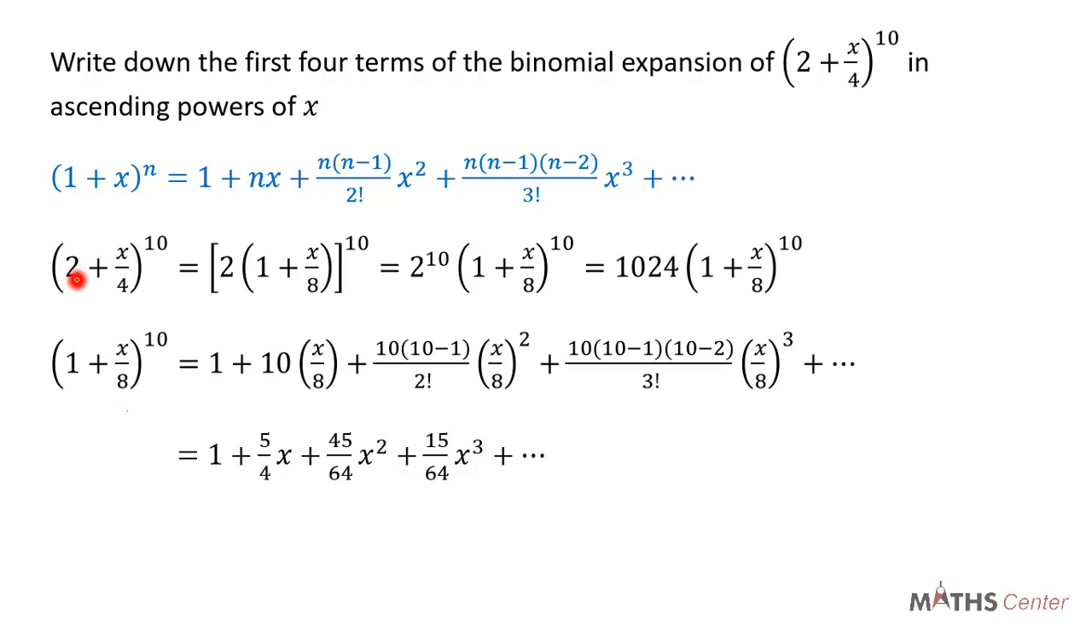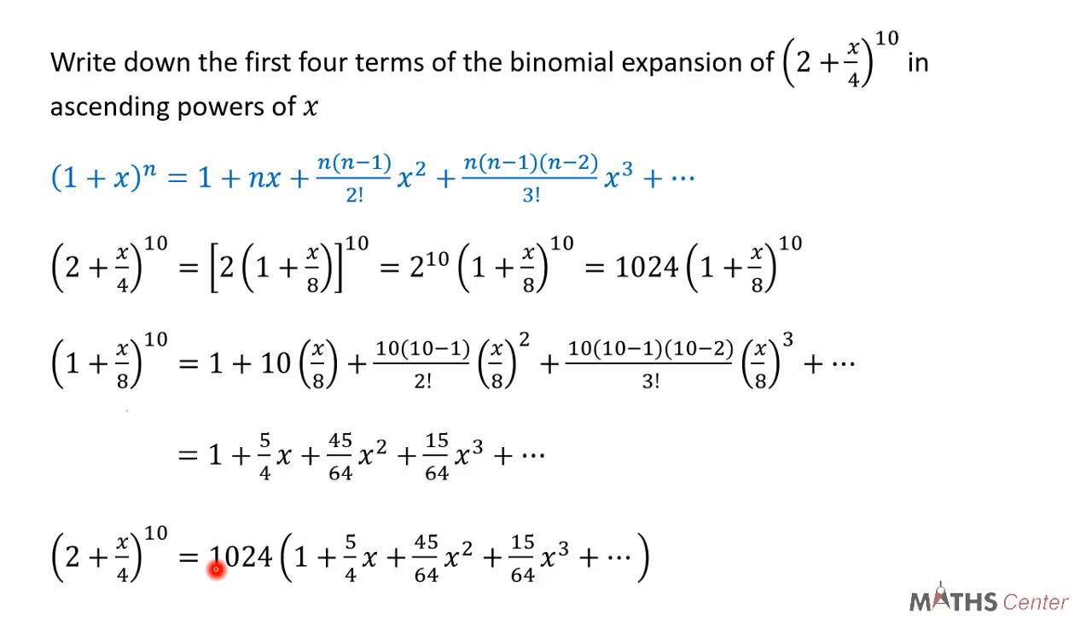Remember that we are looking for the expansion of ((2 + x)/4)^10. But we know that the expansion of ((2 + x)/4)^10 is equal to 1024 times the expansion of (1 + x/8)^10. So we are going to multiply what we have here by 1024 to get the expansion of ((2 + x)/4)^10. You can use the 1024 to multiply each term, or you can choose to leave it like this. So there is the first part of the question. Let's consider the second part of the question.